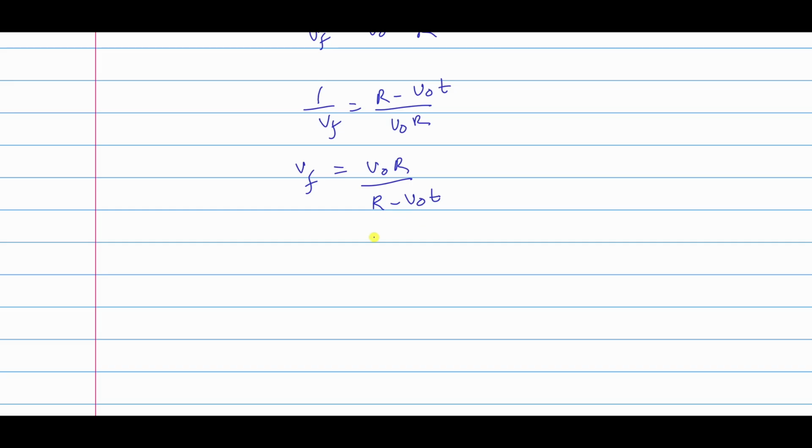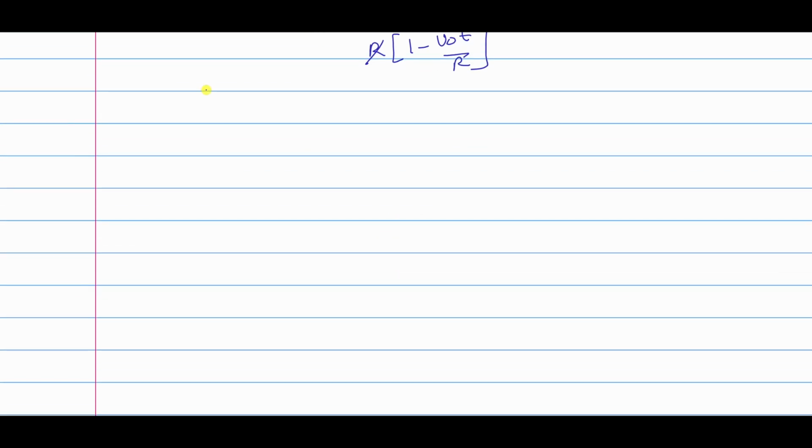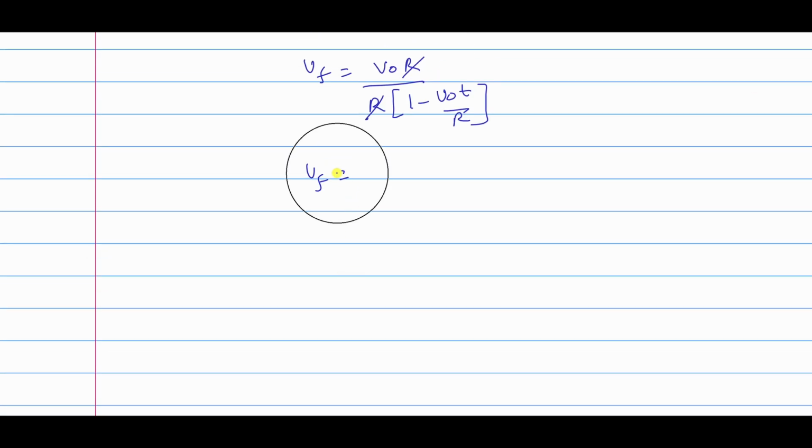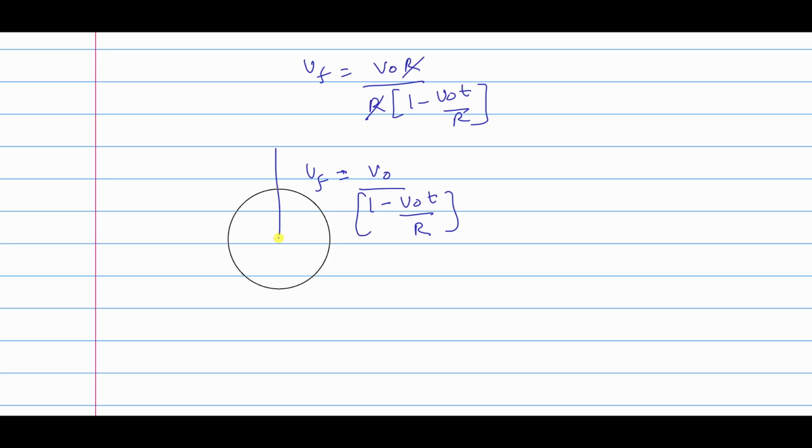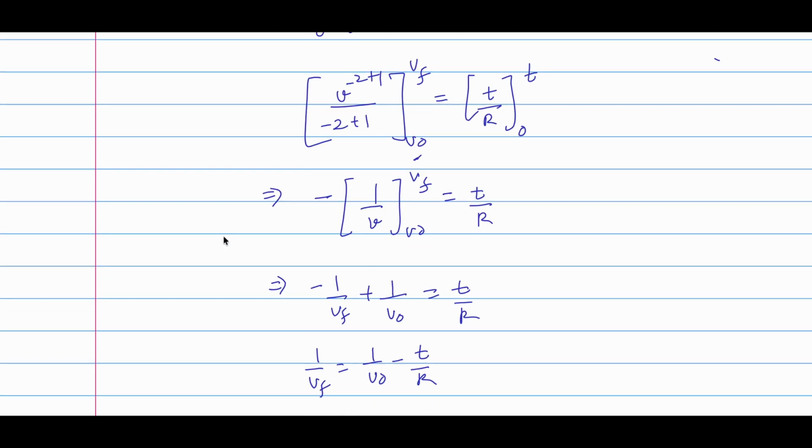We can take r common from the denominator, so v final will become v naught r upon r times (1 minus v naught t upon r). We can cancel r and we get v final is equal to v naught upon 1 minus v naught t upon r. So this is our final velocity as a function of time. Okay, now we need to find the velocity as a function of distance.